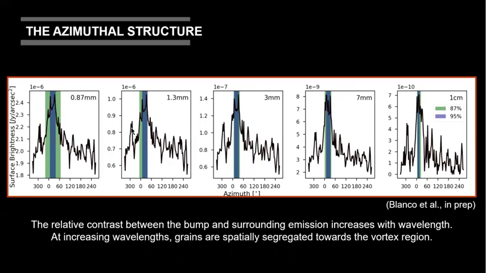Also, at increasing wavelengths, grains are more localized towards the center of the vortex region. So we see this narrowing feature in the azimuthal direction of these peaks.